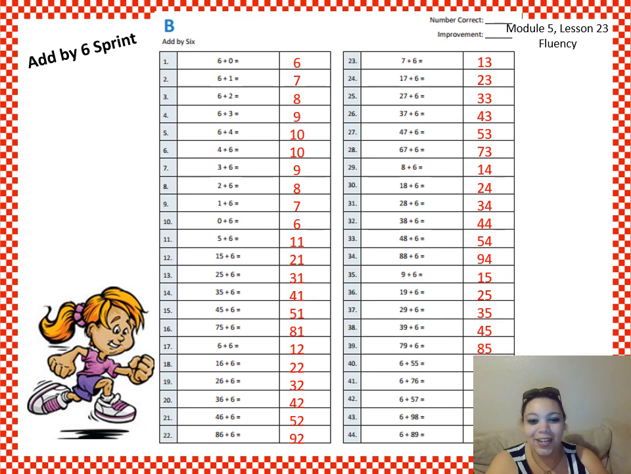All right, so go ahead and count the total number that you got correct and your improvement number. Did you get faster on the second time? Go ahead and count both of those numbers up. And then let's go ahead and get started on our warm-up.